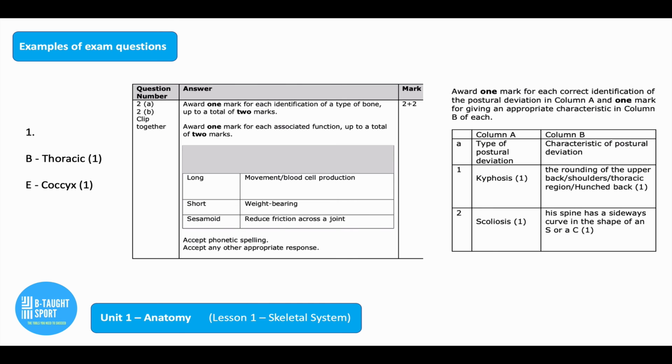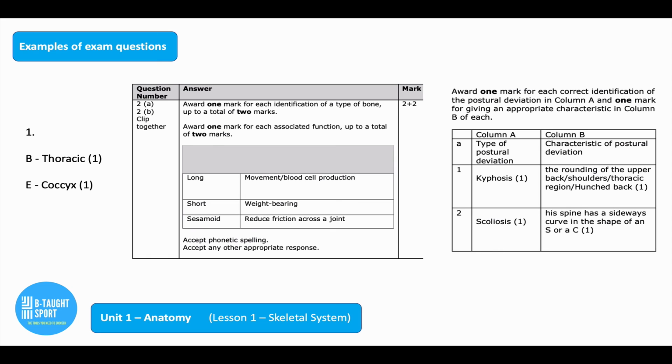Now, welcome back. Hopefully you've got some answers to the 3 questions that I gave you. Looking back at the questions, the first one was the thoracic and the coccyx, and that's a point each, and that was obviously labelled in the vertebrae column, which I said to you, it does normally start with key bones. The second one was identifying the types of bone and also the function of the bone, which we've just looked at on this video.